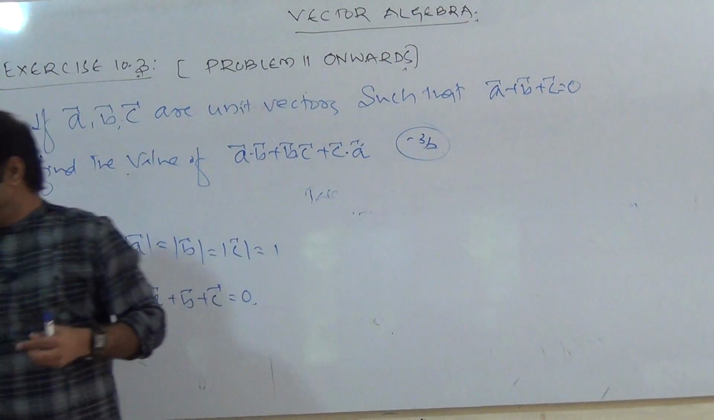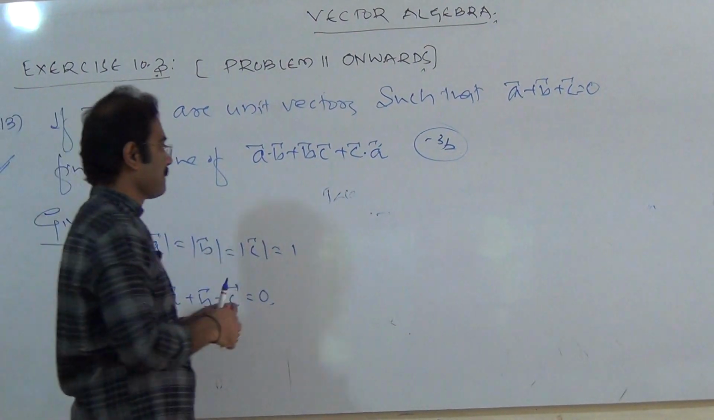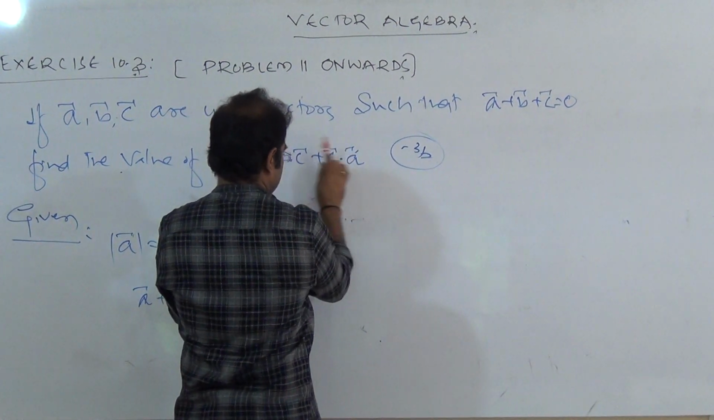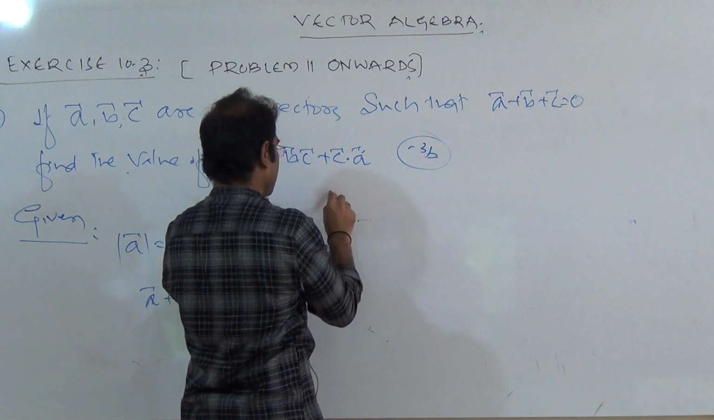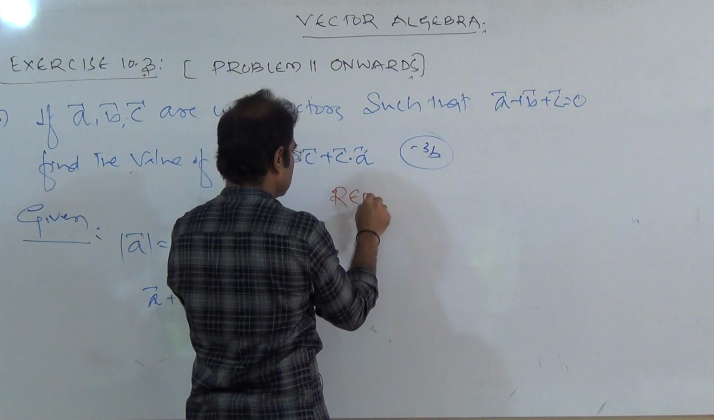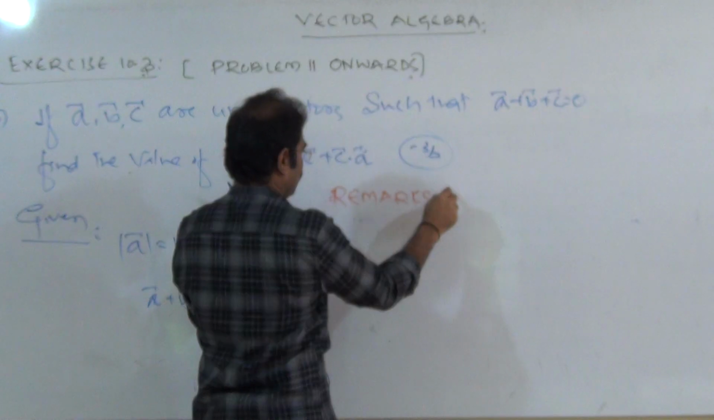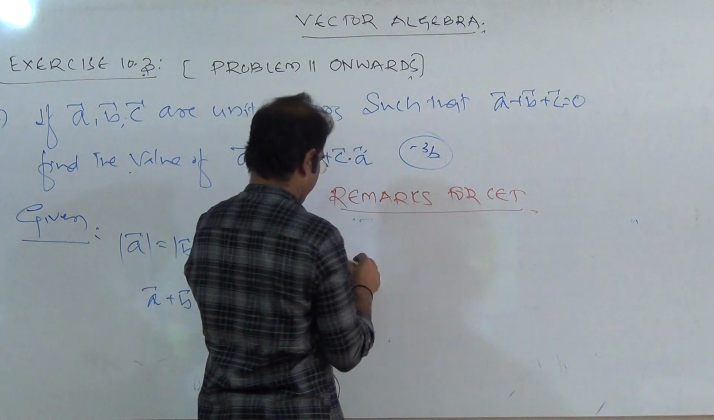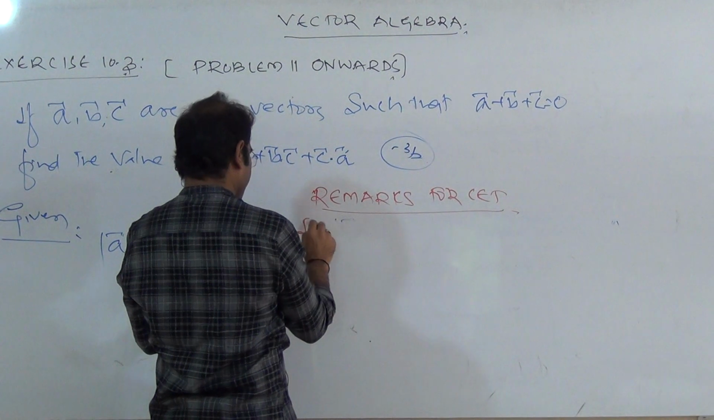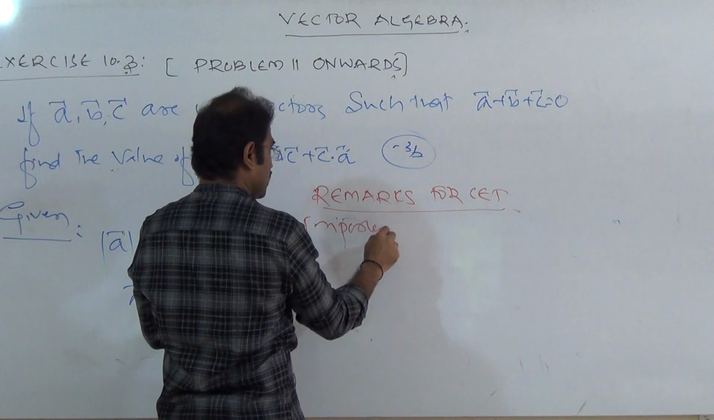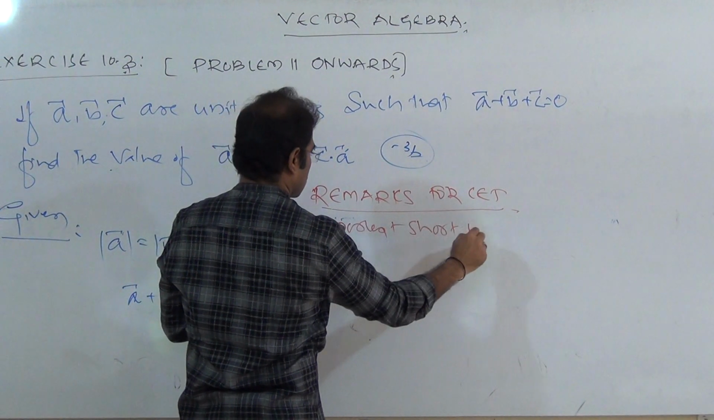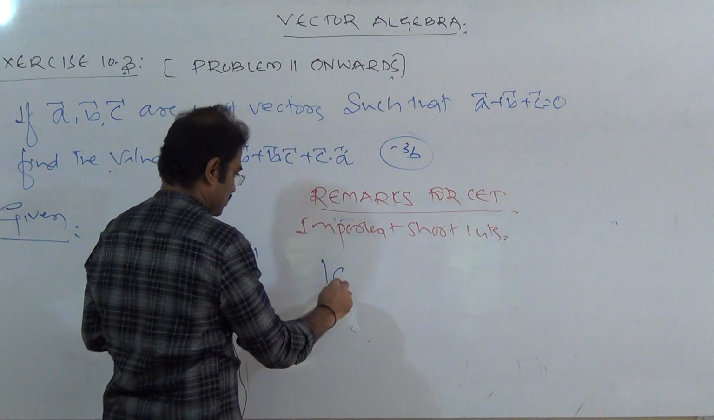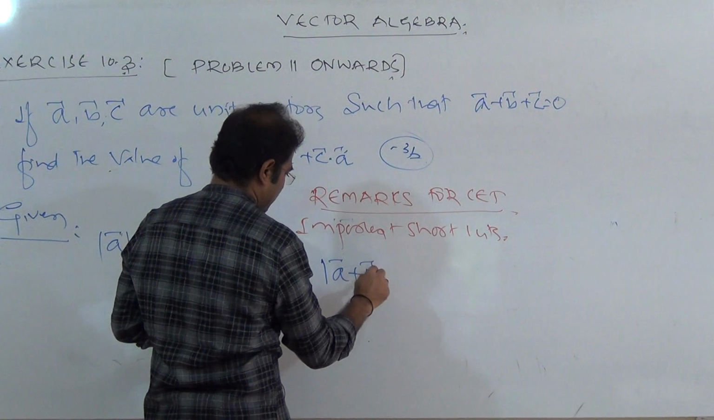Take this one as a CET discussion, put the heading: Remarks for CET or important shortcuts. Yes. What is this magnitude of A plus B bracket square?